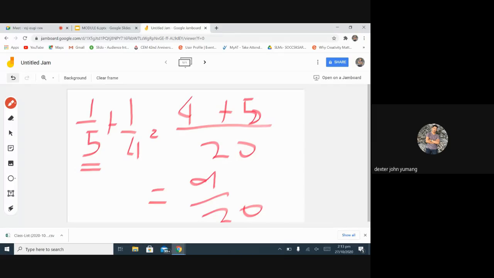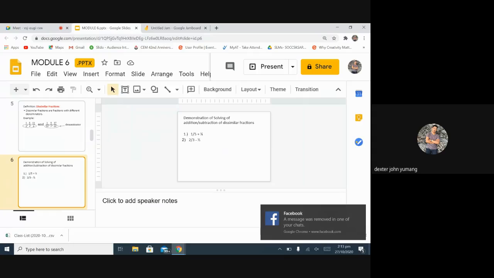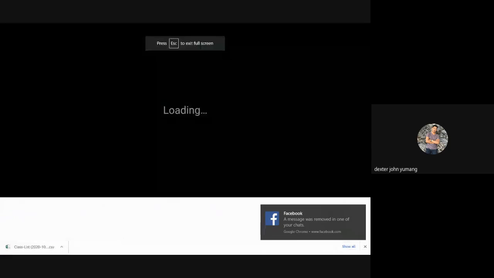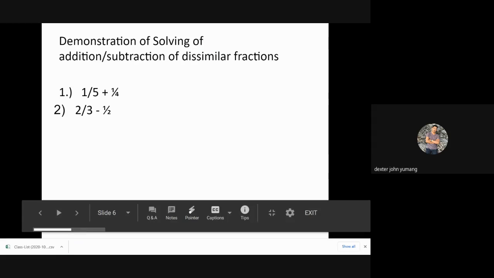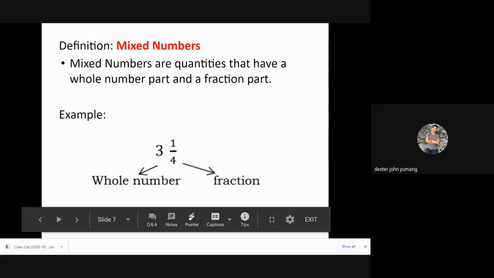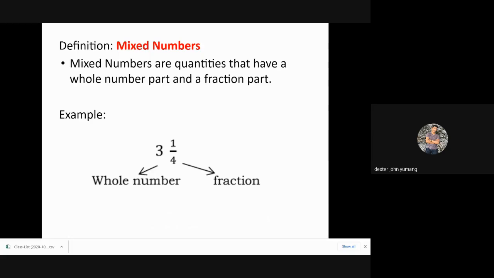So, let's continue. Another example. So, we're done with similar fractions. The second was dissimilar. Ito yung mas mahirap. The mixed numbers. When you say mixed numbers, these are combination of a whole number and a fraction. Look at the example, 3 and 1/4. May buo na 3, may putol-putol na 1/4. Yan po yung mixed numbers.